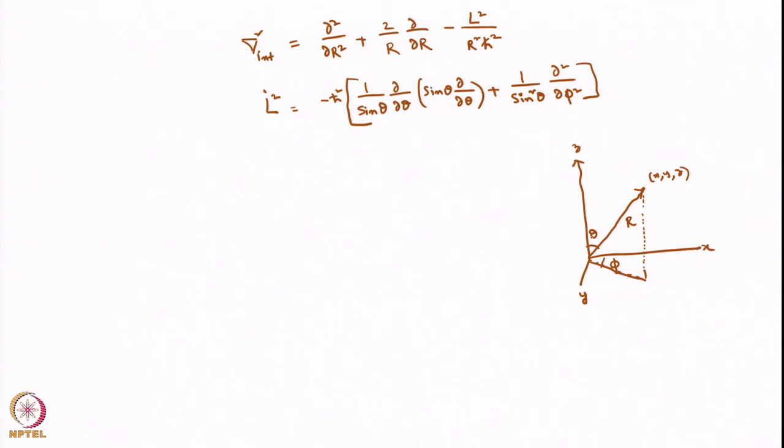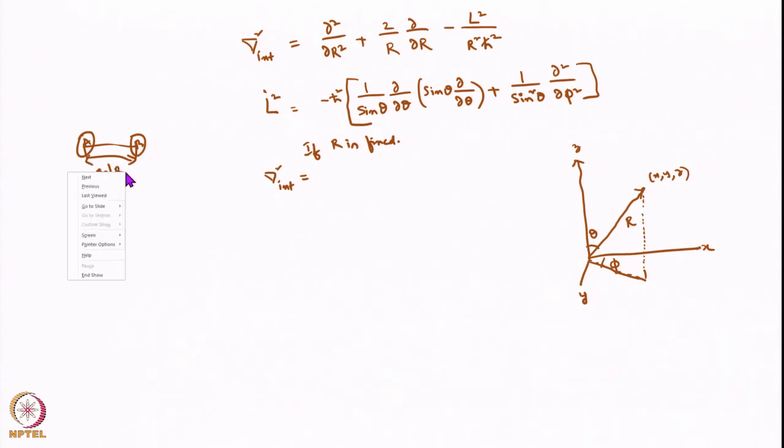Now your del square internal will be nothing but, if you ignore r, if r is fixed. Why am I fixing r? I am fixing r because I am considering that the molecule AB has a fixed radius, r naught or capital R, it does not matter. If r is fixed, then of course you cannot have a derivative with respect to a constant. You can only have a derivative with respect to a variable. So you can ignore these two terms. Then all you are left with is this.